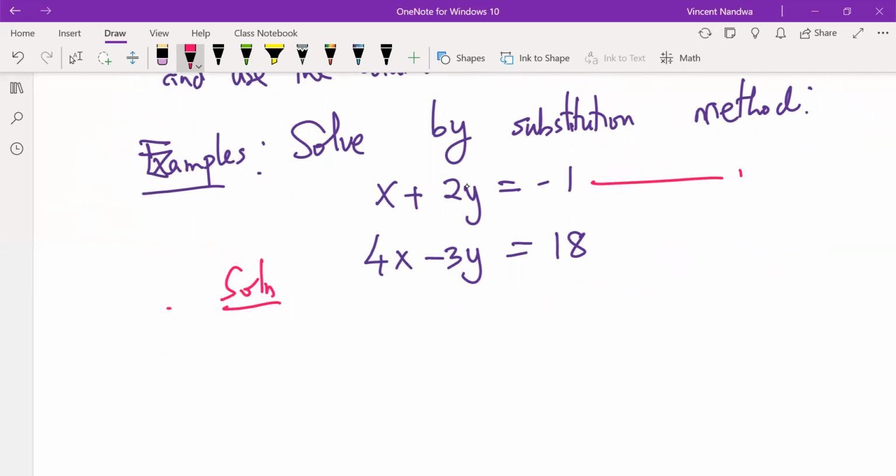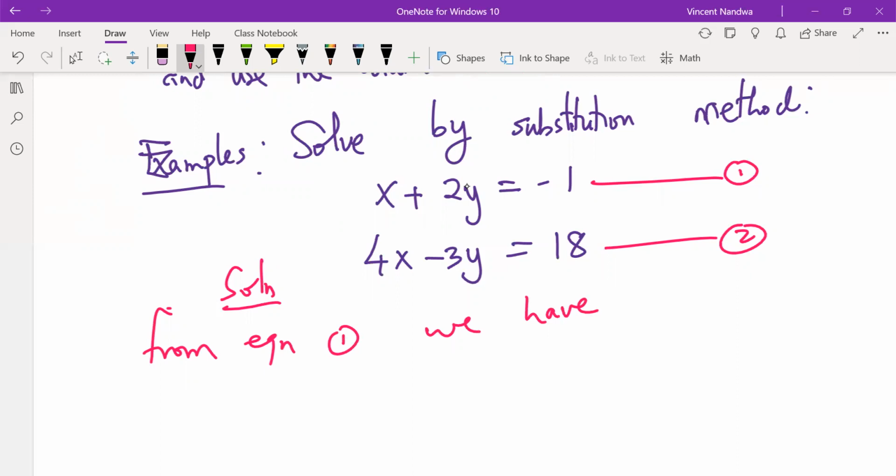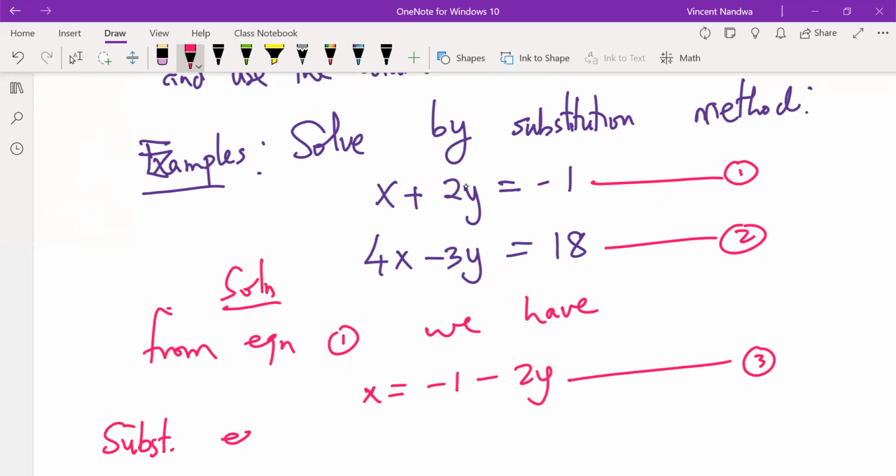So I label this one equation 1 and this one equation 2. From equation 1, we have x equals -1 minus 2y. Then I can call this one equation 3. Now substitute equation 3 into equation 2 because we didn't use 2 to get this one.